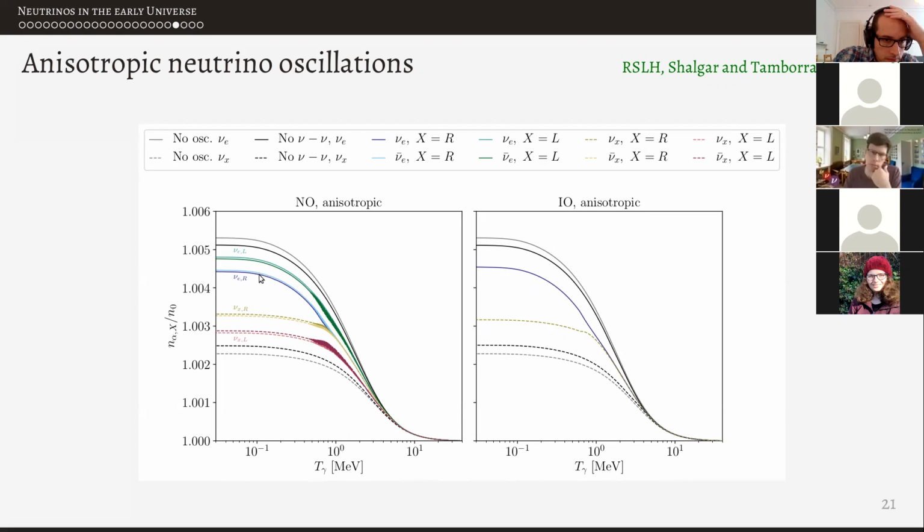And also they've moved apart. So we actually have that neutrinos traveling left and traveling right are doing different things in this case. Of course, the scale here is quite small, so it's not a huge effect, but phenomenologically, it's very interesting that we have this breaking of isotropy in the early universe for normal mass ordering.